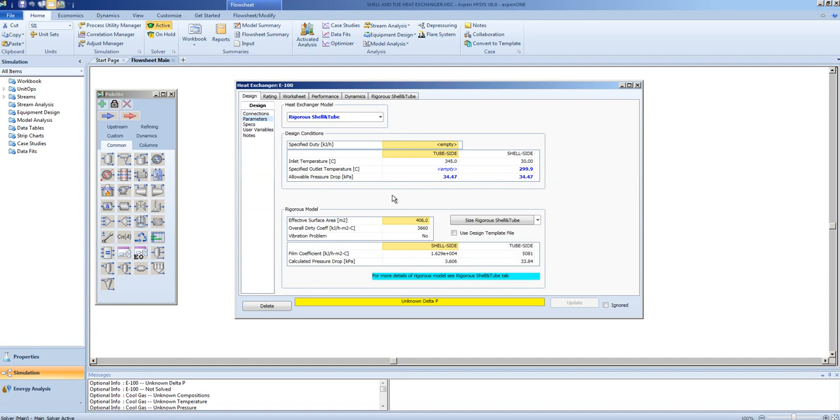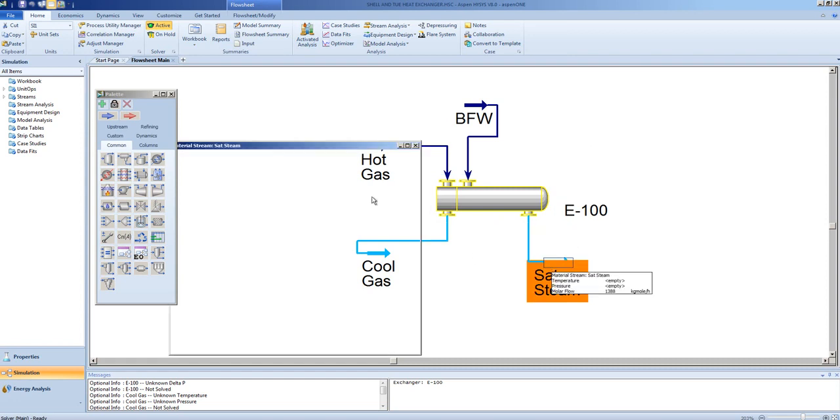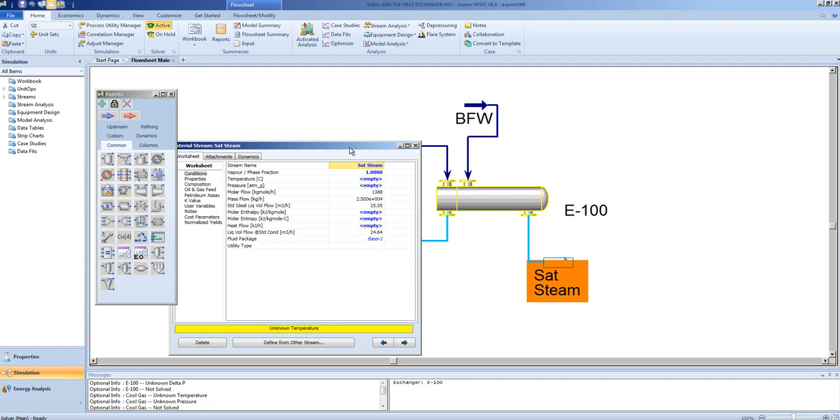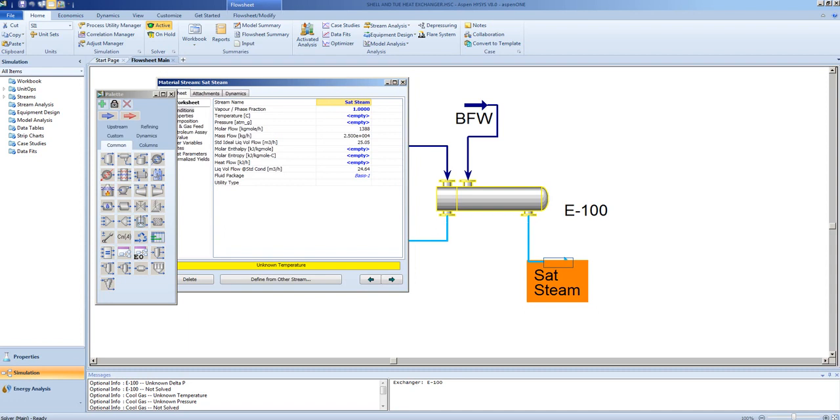Right. A design has been found and applied, and you will notice that the heat exchanger model has changed to rigorous shell and tube. However, we have a yellow bar. That yellow bar is telling us that there is a reason that we don't have a solution. One would remember that we specified a value for the vapor fraction of the saturated steam. Now that a full rigorous model of the shell and tube heat exchanger has been established, we no longer need to specify any outlet conditions.